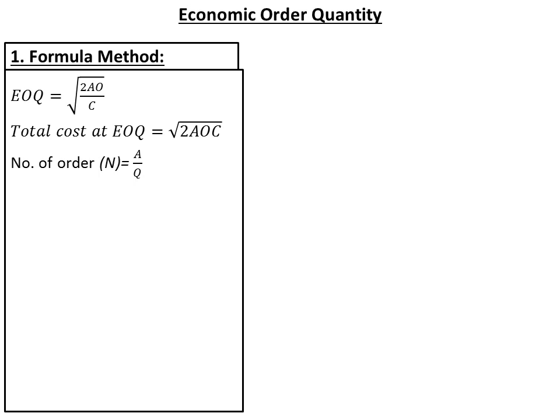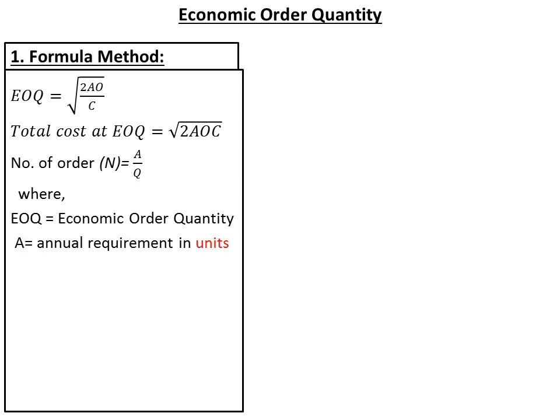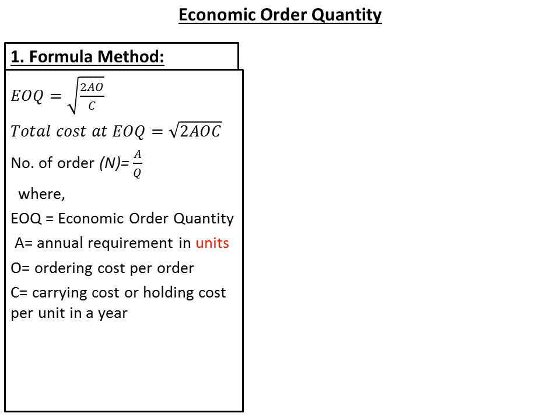And the number of orders N equals A upon Q, where EOQ means economic order quantity, A equals the annual requirement in units, not in rupees, not in any monetary value. And O equals the ordering cost per order; the ordering cost will rise according to the rise in the number of orders. C is the carrying cost or holding cost per unit in a year.